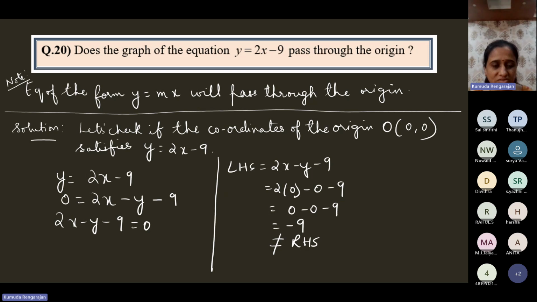So we'll write the equation in the standard form and take the LHS, x minus y minus 9, which is the LHS. Here for x we'll use 0, for y we'll use 0, and we'll work this. What do we get? Minus 9. But what's the RHS? 0. The RHS is 0, but you're getting minus 9. That's not the RHS. Clearly, 0, 0 does not satisfy the equation. Therefore, this line does not pass through the origin.